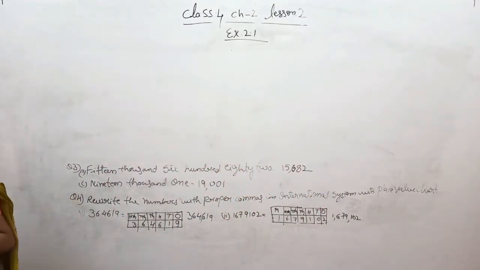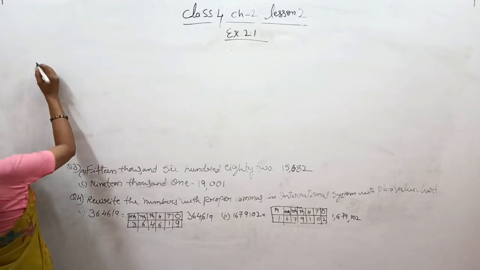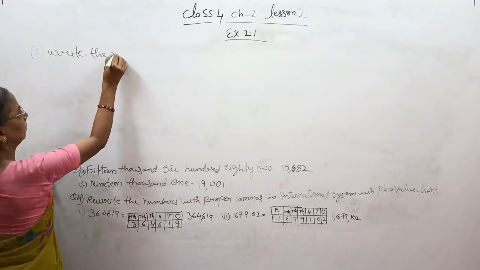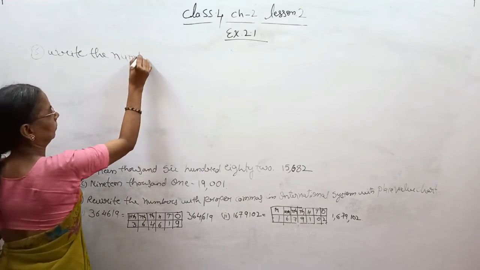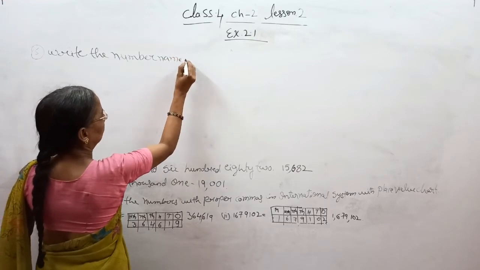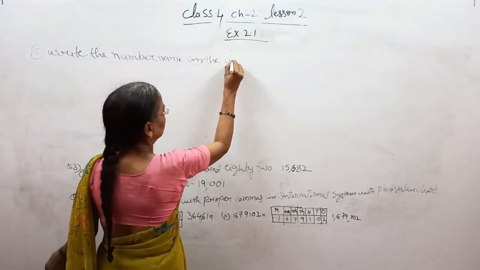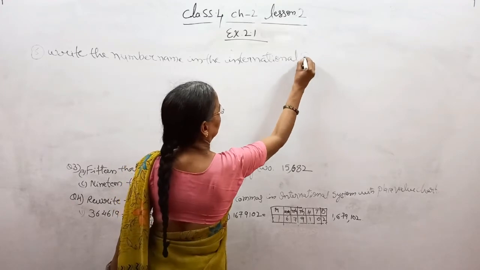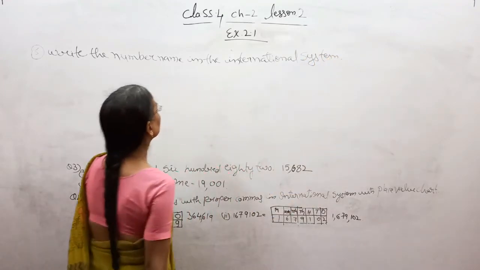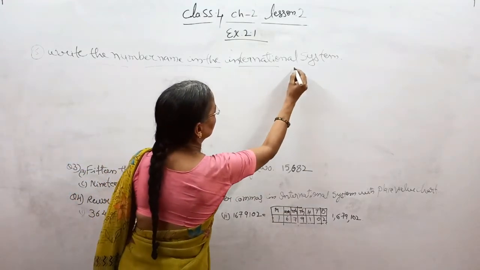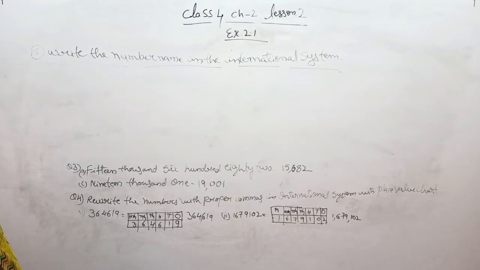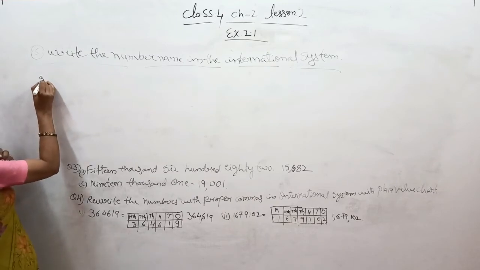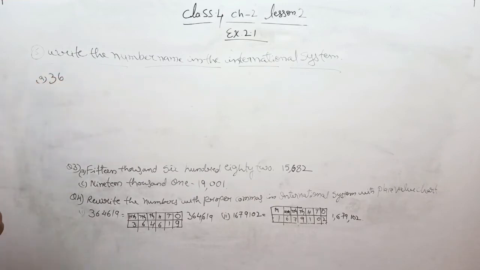Question number 5. Write the number names of the following in the international system. The first question is 360,520.